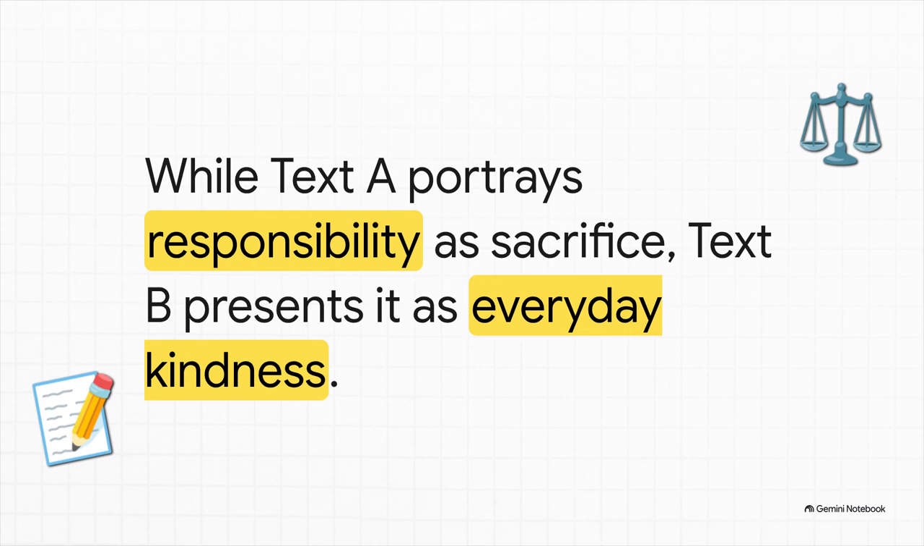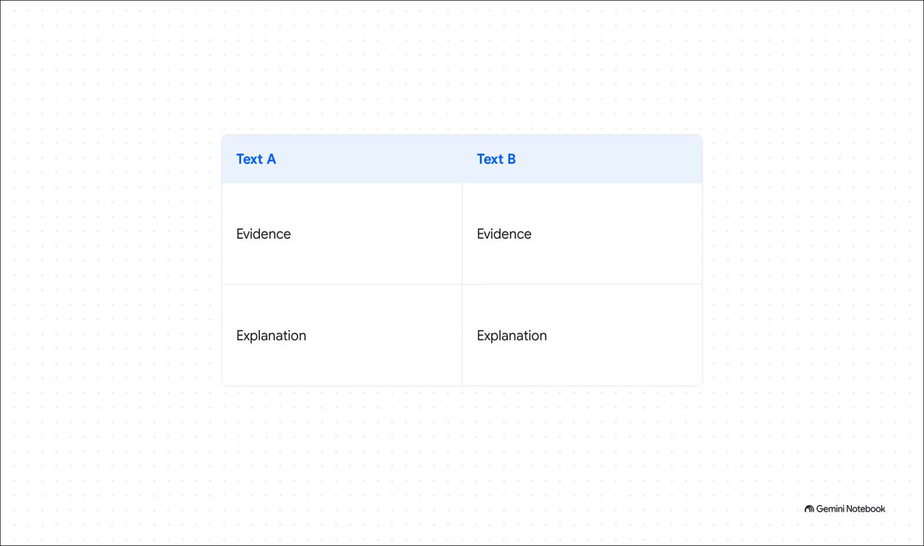You always want to start with a shared theme, something like community responsibility. Then, you write a single sentence that names each text's specific angle. Here's your golden formula. Ready? While text A portrays community responsibility as sacrifice during a crisis, text B presents it as everyday kindness. Do you see how incredibly clean that is? You've told your reader exactly what the shared theme is, and exactly how the two texts differ. Boom.